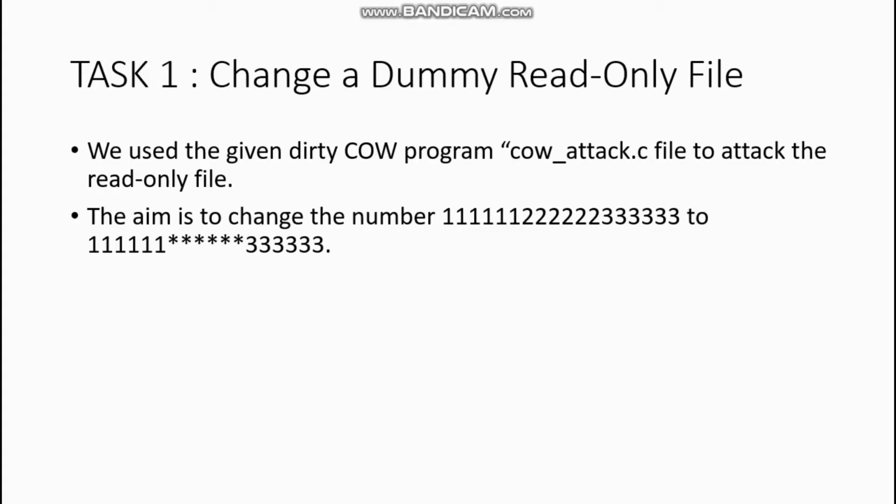So basically in this project there are two tasks, task 1 and task 2. Task 1 is to change a dummy read-only file. We use the given Dirty COW program, the attack.c file, to attack the read-only file. The aim is to change the number 2222, this one, to this asterisk.